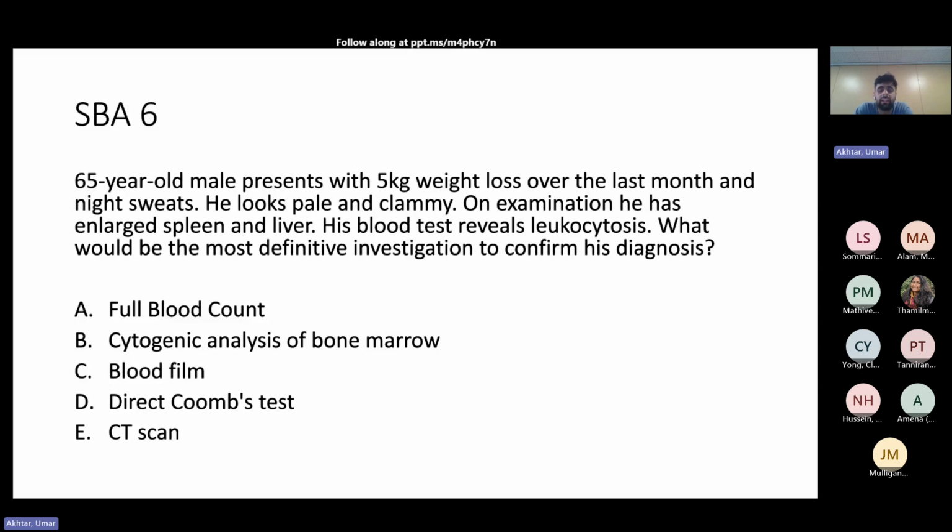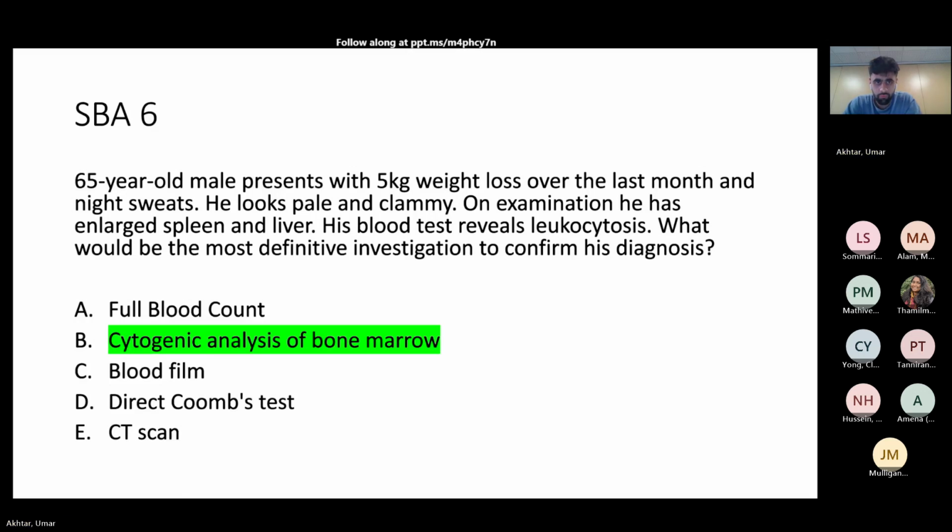And finally, a CT scan, I mean, it's going to show the enlarged spleen, it's going to show the enlarged liver, but that's nothing we don't already know. It's not going to tell us the source of the cancer or what the diagnosis is. So that's why for this, I think the answer is cytogenetic analysis of bone marrow. And when you're thinking about stuff like this, always bear in mind the actual wording of the question, because sometimes they're going to be saying what's the initial investigation, and that's going to be completely different to what's the most definitive, or what's the gold standard.